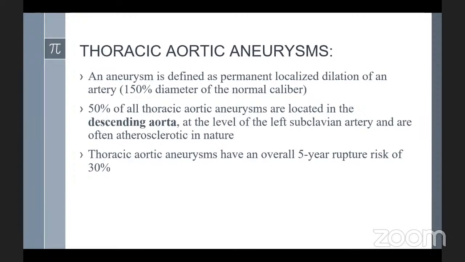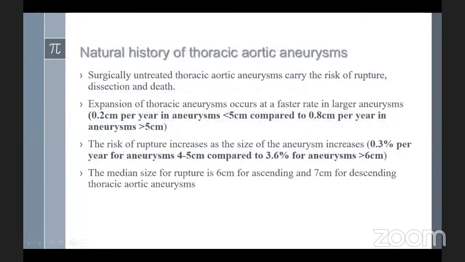The risk of rupture within 5 years is 30% for the thoracic aortic aneurysm. So what is the natural history usually of the aortic aneurysm? If left untreated, it has a high risk of rupture, as we said, 30% within 5 years.